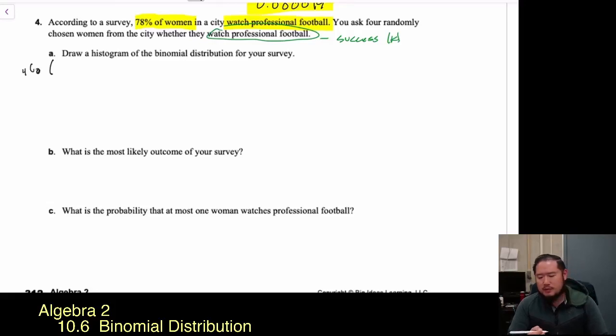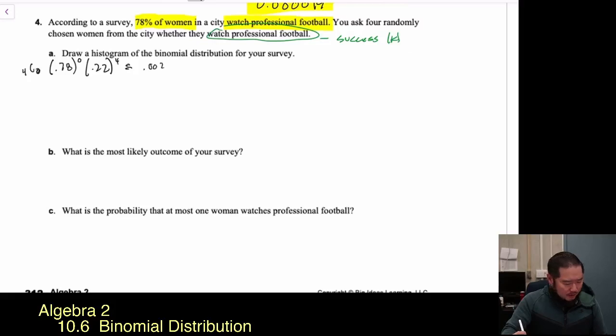We start off with the percent of success. That's 78%, represented by 0.78. Then we'll raise that to the 0 power, because we're saying 0 women are watching. The probability of failure is 1 minus 0.78, which is 0.22. Let's say all 4 women do not watch, so we put 4 there. If we calculate this, you'll end up with approximately 0.0023.